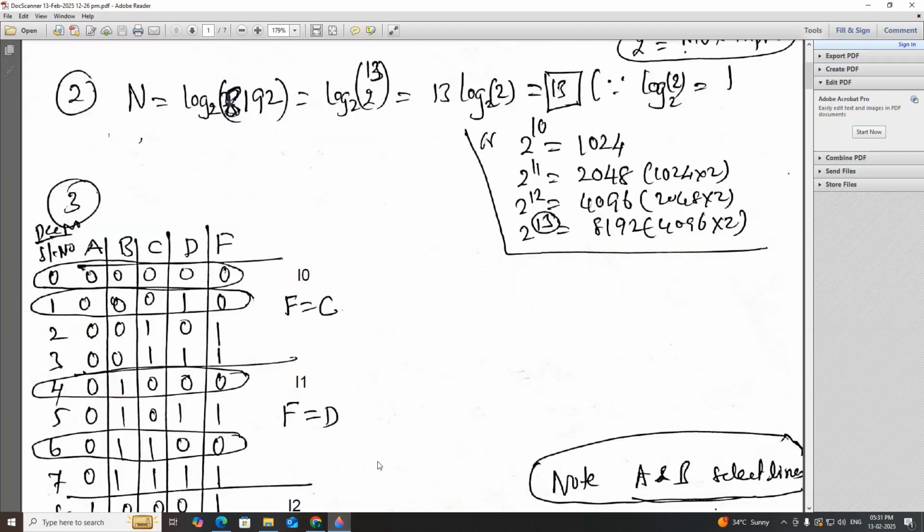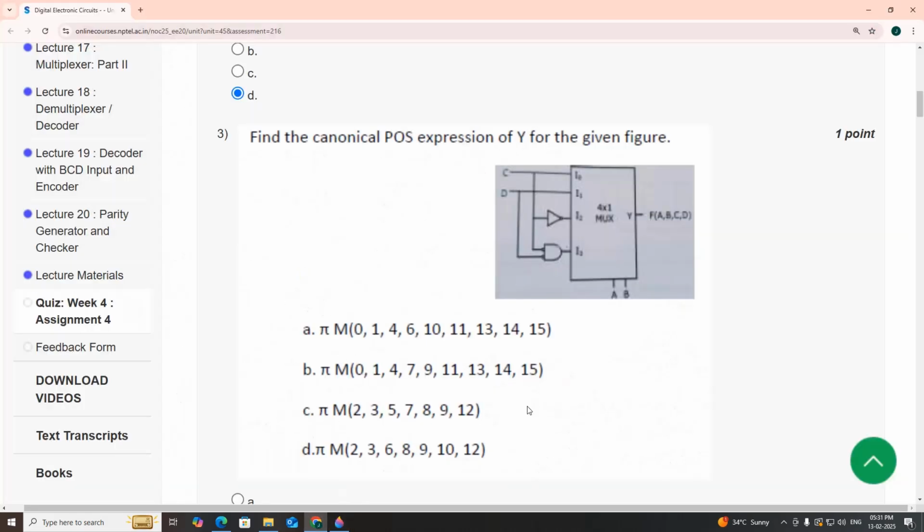So what is the answer for this one? What I'll do first: they have used A and B as select lines. Four variables AB are used for select lines, and C and D are connected to the inputs of the multiplexer. So that means four variables are required.